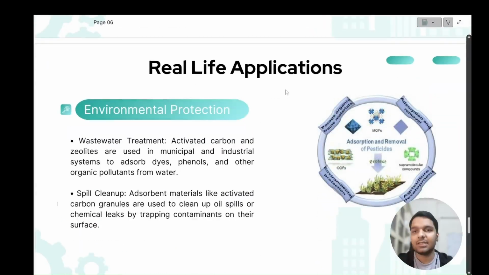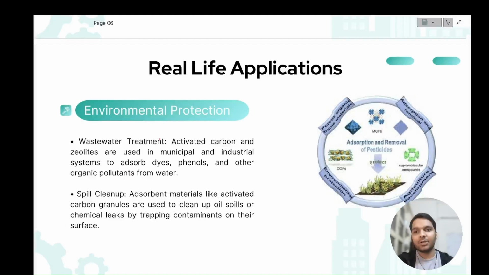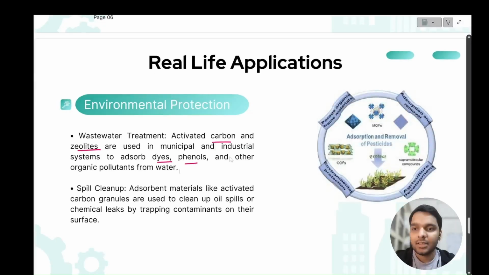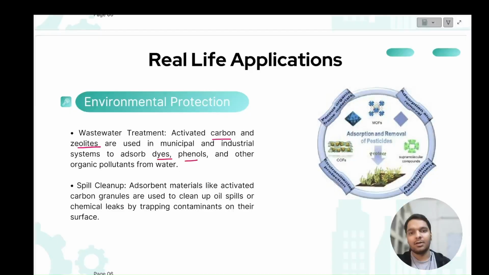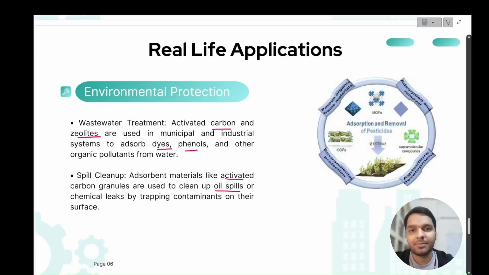Now the next is environmental application. In wastewater treatment, we use carbon and zeolites to remove the waste from the water. Waste like dyes, phenols and other organic pollutants are removed. Next one is spill cleanup. We all know when oil is spilled on the surface, it is very hard to remove it. So we use a specific adsorbent like activated carbon so that we can remove the oil spills.